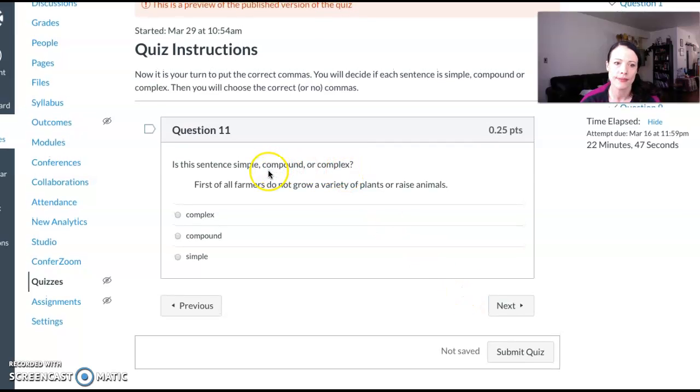All right, simple, compound, or complex. First of all, farmers do not grow a variety of plants or raise animals. That is definitely simple.